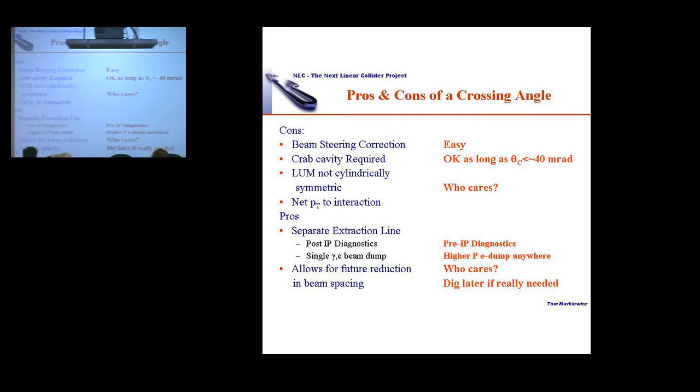Okay, so pros and cons of a crossing angle. People could list the cons here. You need beam steering corrections. You need a crab cavity. You have this non-symmetrical geometry. You have a net PT to your interaction, to which advocates would say, that's easy, that's okay as long as you're below a certain limit. Who cares if it's not symmetric in the center? The converse is the pros for a crossing angle: separate extraction line, IP diagnostics, easier dumps perhaps, and this perhaps allows future reduction in beam spacing, to which the other side would say, we'll solve this with pre-IP diagnostics.